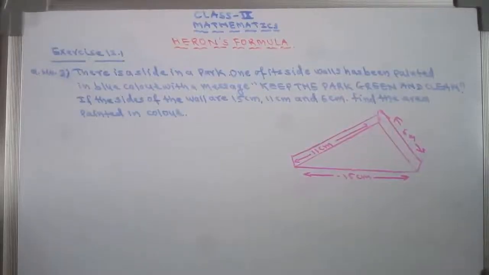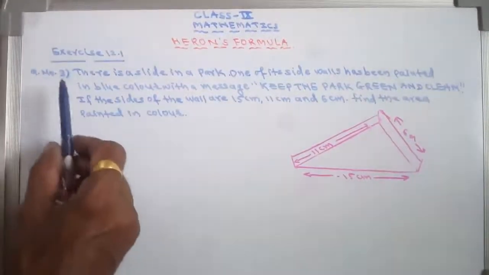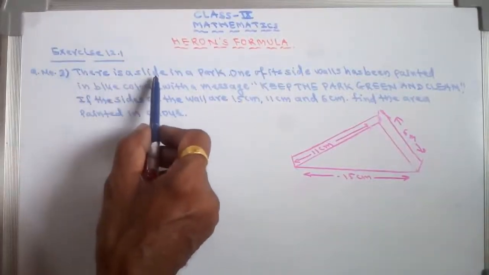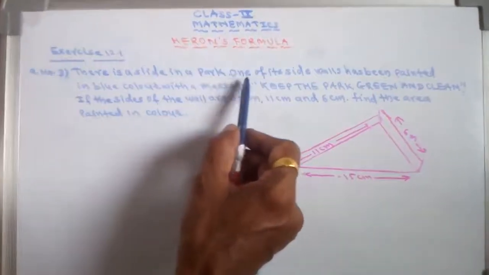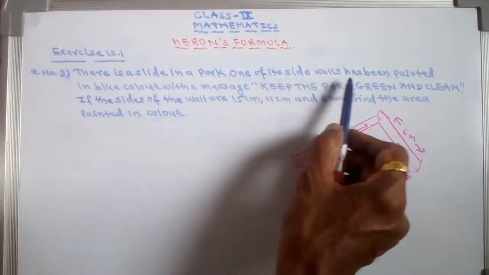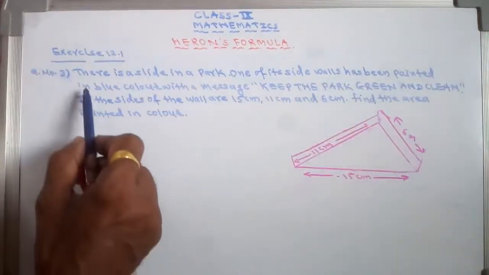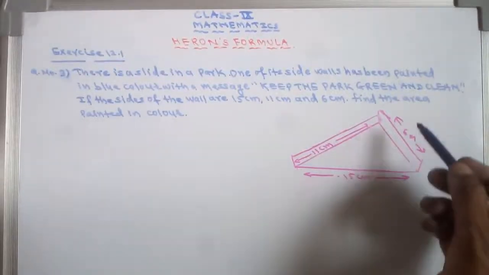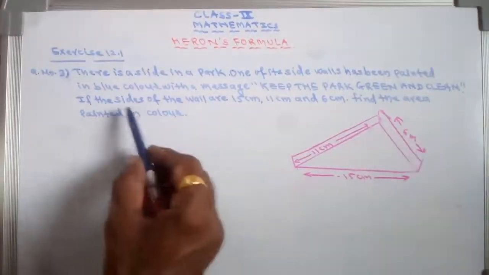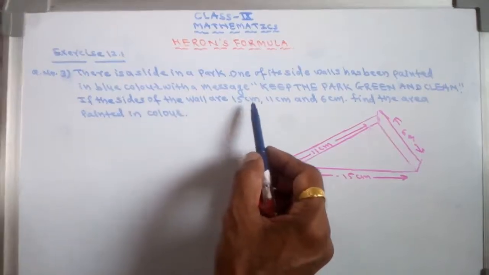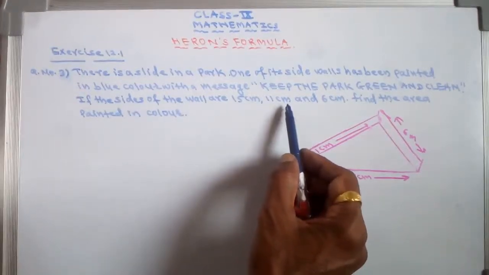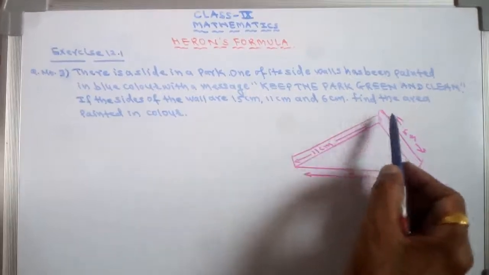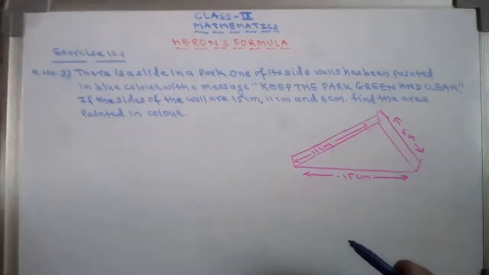Okay students, now take an example of exercise 12.1. See question number 3. There is a slide in a park. One of its side walls has been painted in blue colors with the message, keep the park green and clean. If the sides of the walls are 15 cm, 11 cm and 6 cm, find the area of the painted in color.